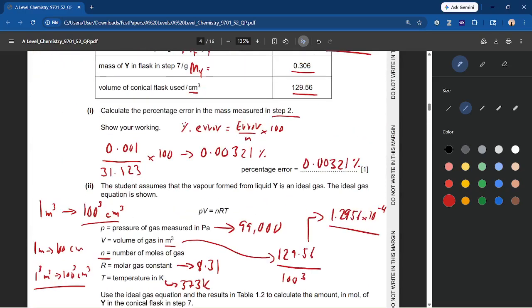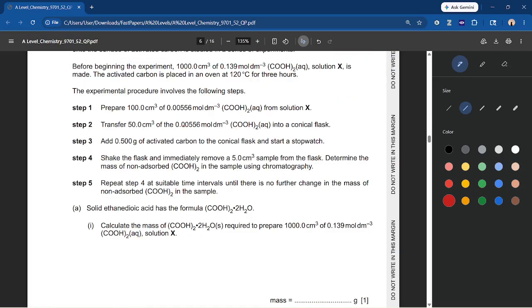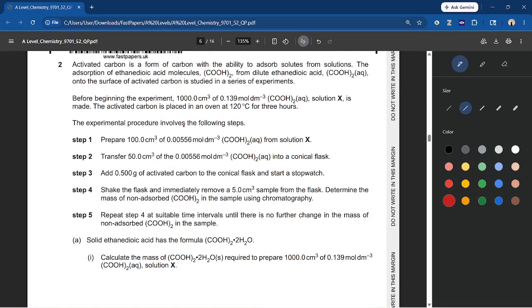And we're done with this first question. There's a few tricky questions, but overall, nothing that we can't get through once we read through properly. So moving on to the second question. Activated carbon is a form of carbon with the ability to adsorb solutes from solutions. The adsorption of ethanedioic acid molecule, (COOH)2, from dilute ethanedioic acid, (COOH)2 aqueous, onto the surface of activated carbon is studied in a series of experiments.